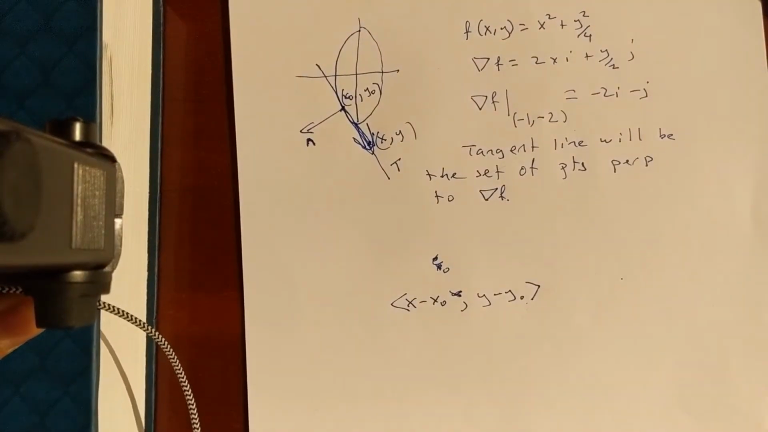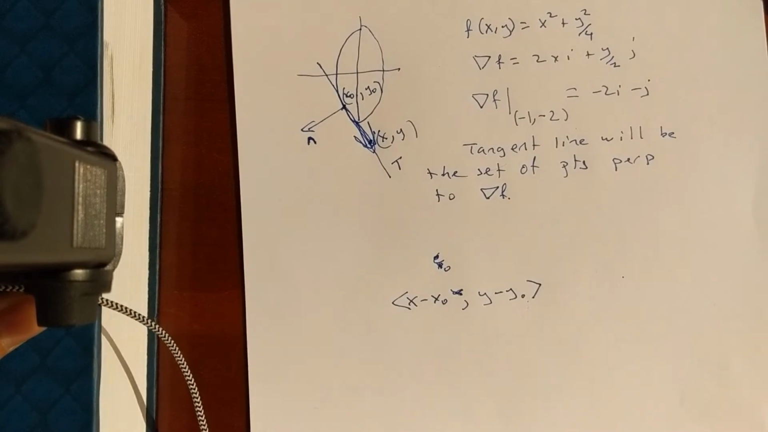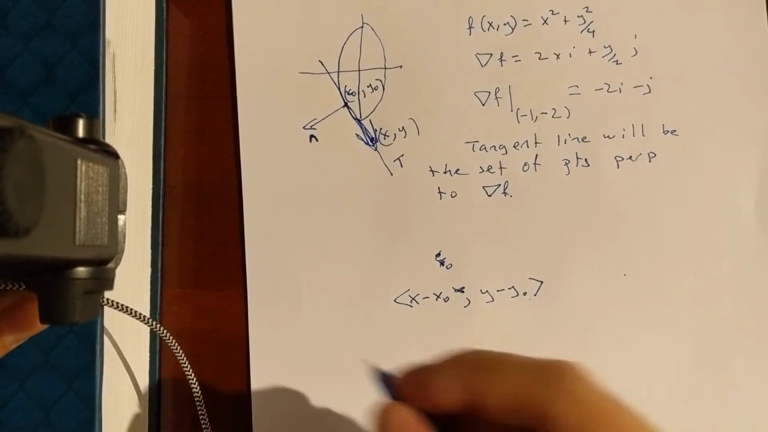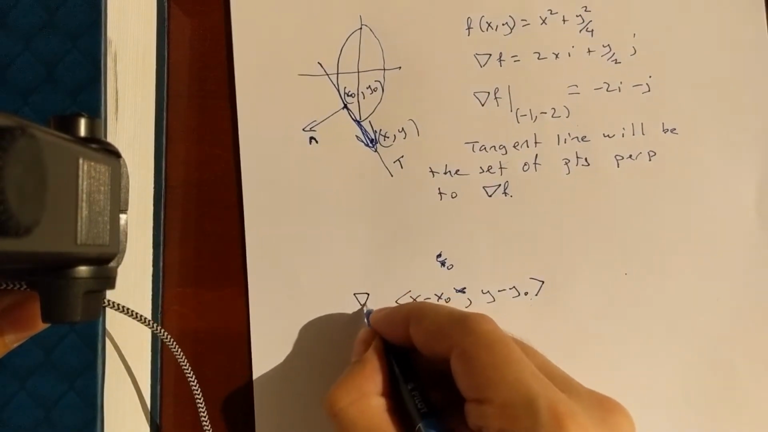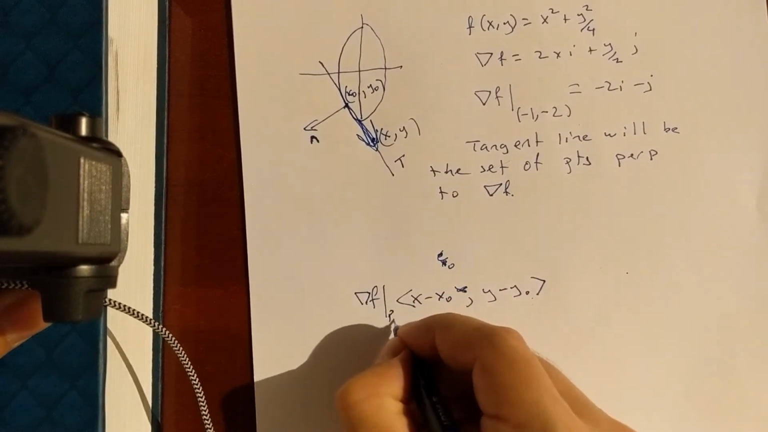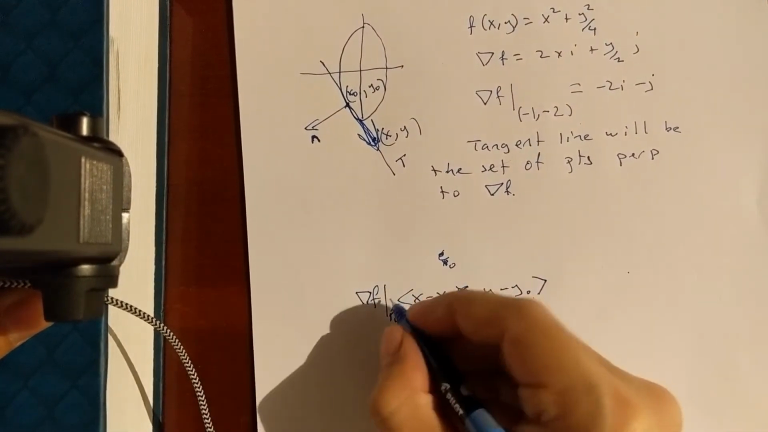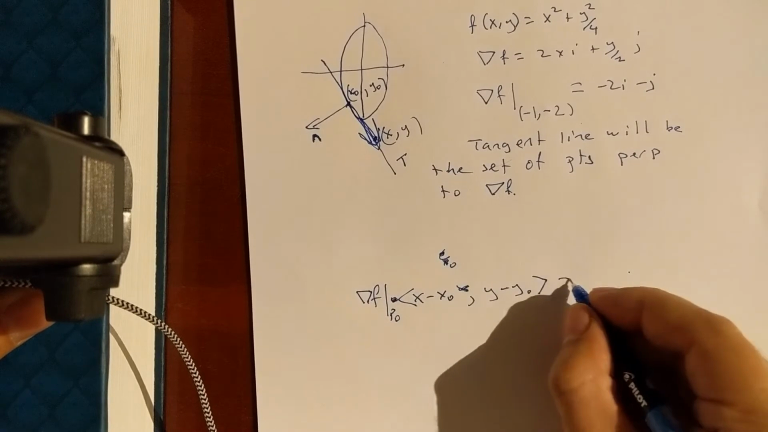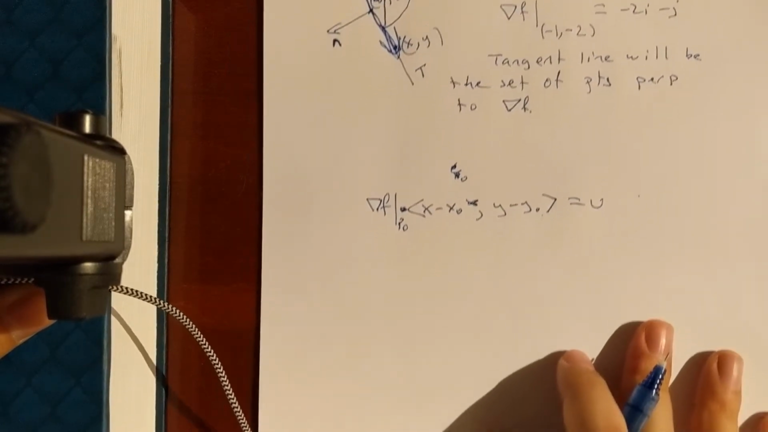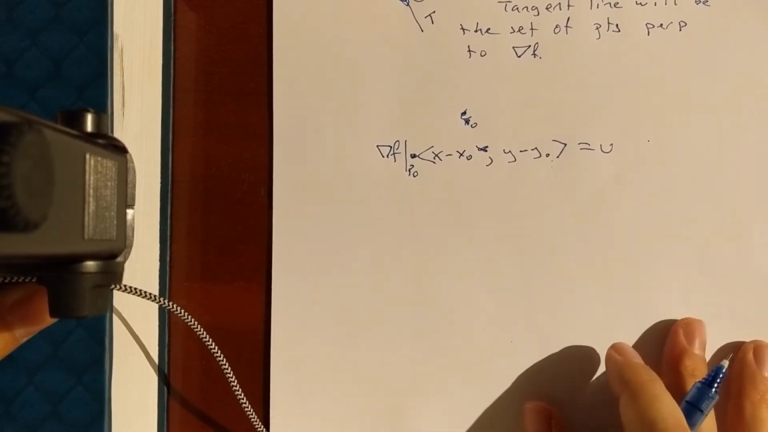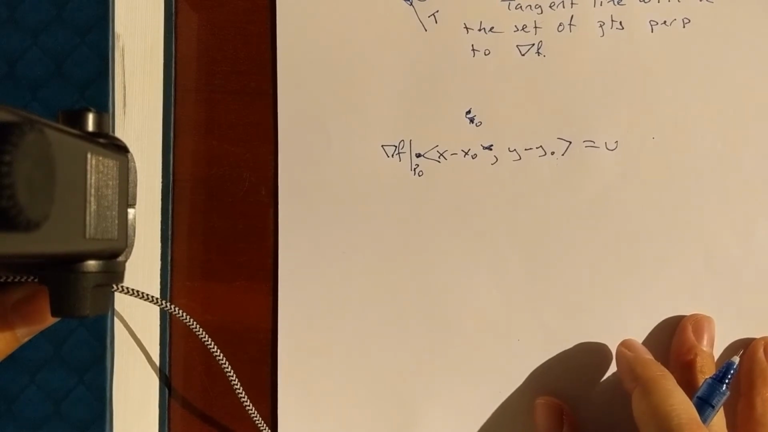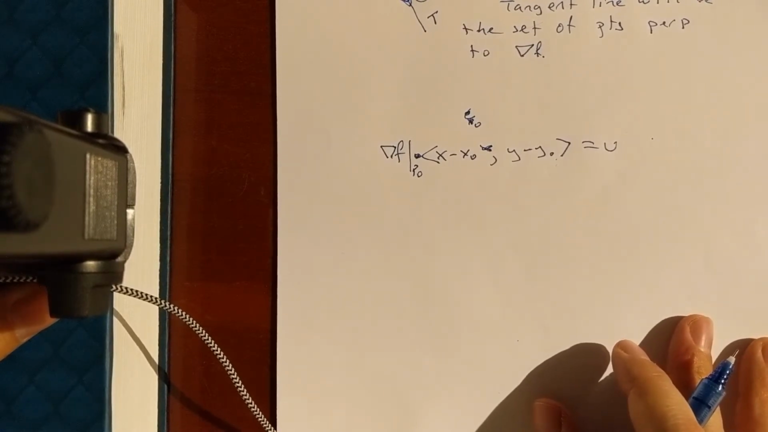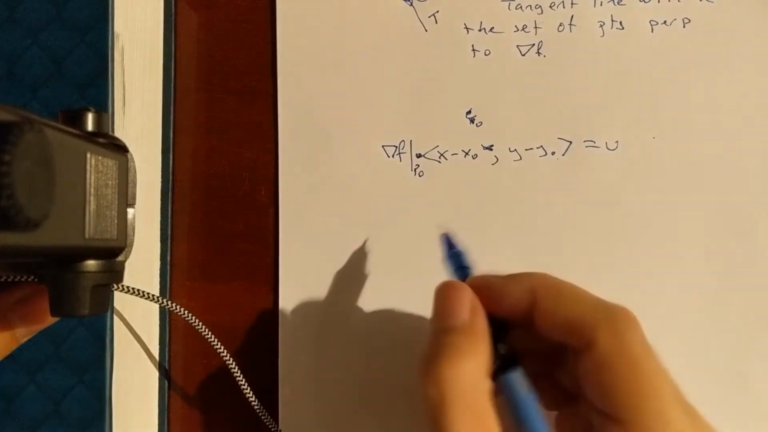Okay, and if that's going to be perpendicular to the gradient, the normal vector times the gradient of f evaluated at p naught, the dot product should be 0, right? They are, because we said that they are perpendicular. All right, so what does that mean? When will they be 0? Well, let's do the dot product.